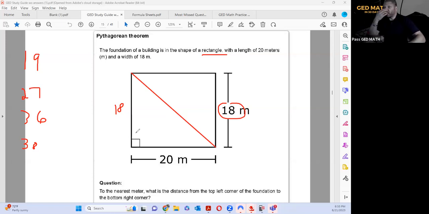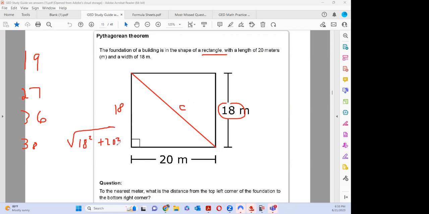And because you now need to figure out the diagonal, which is the hypotenuse, you're going to type in your calculator 18 squared plus 20 squared. I did it over. It's 26.90.